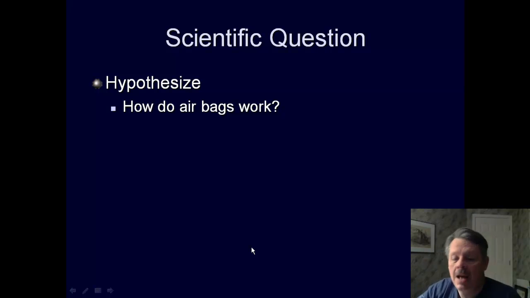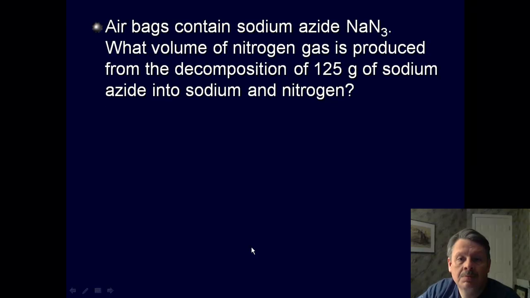So, how do airbags work, folks? Well, in a car, airbags contain something called sodium azide. And the question is going to be, what volume of nitrogen gas is produced from the decomposition of 125 grams of sodium azide into sodium and nitrogen? Well, this actually would be a real problem because you have to make sure you put the right amount of stuff in there so when the airbag deploys, it doesn't explode, or it doesn't just kind of fizzle and not give you enough nitrogen in the bag.